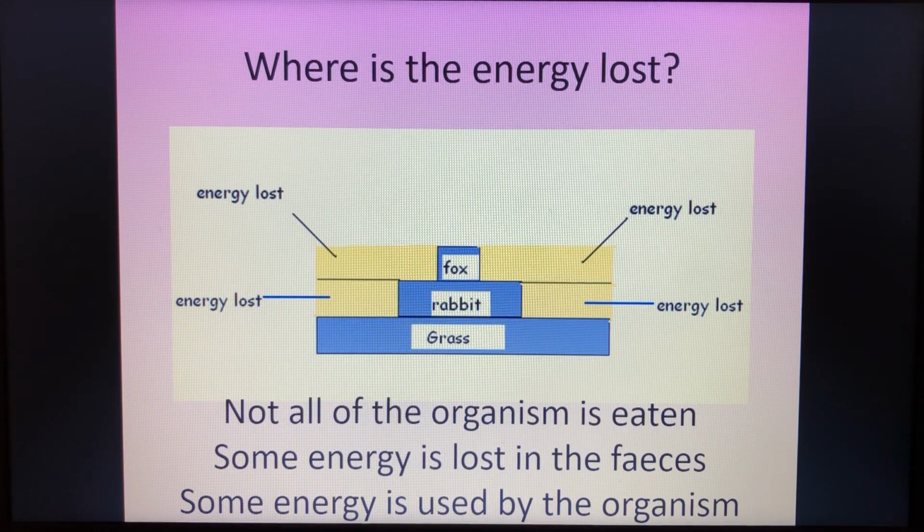We'll always be looking at pyramids of biomass, not pyramids of number, although they do exist as well. We want those bars to stay as wide as possible at the top to show efficient energy transfer. We should now be able to draw a pyramid of biomass to scale and label it up, and we now should also know how energy is lost, because not all of the organism is eaten, some energy is lost in the feces and some energy is used by the organism, and we need to write down those final notes from the bottom of this slide, please.